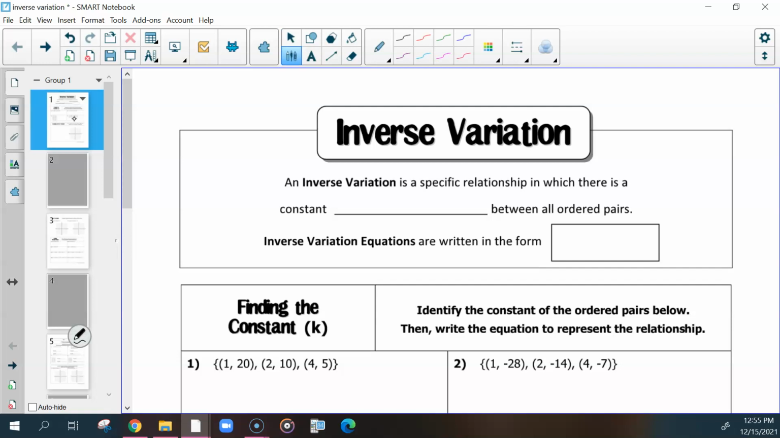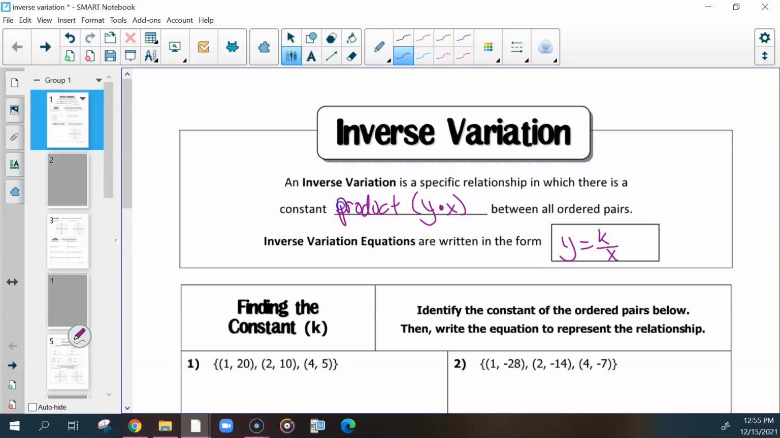Anyway, an inverse variation is a specific relationship in which there is a constant, just like direct. But with direct variation we had a constant ratio of y over x. With inverse variation we have a constant product, where we have y times x between all of the ordered pairs. Inverse variation equations are written in the form y equals k over x.